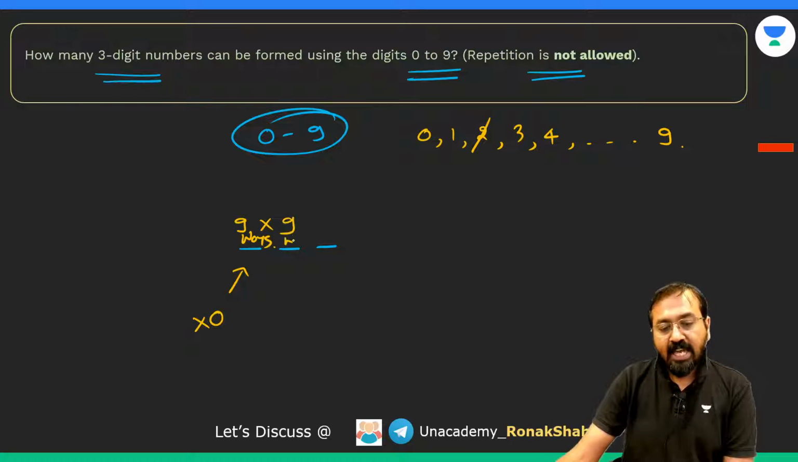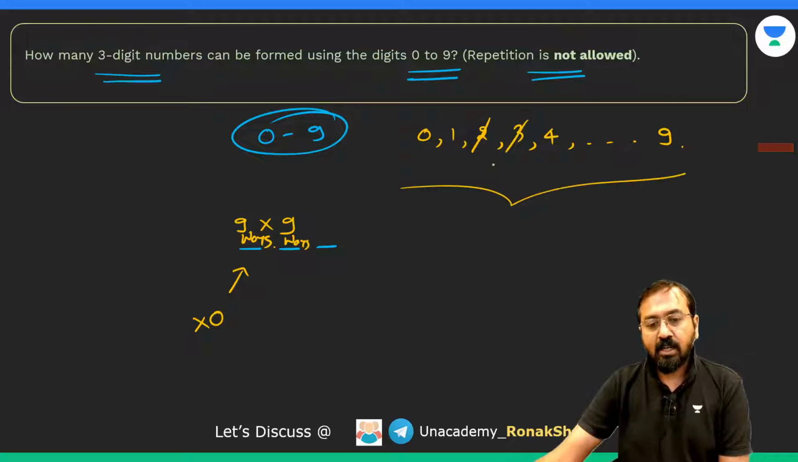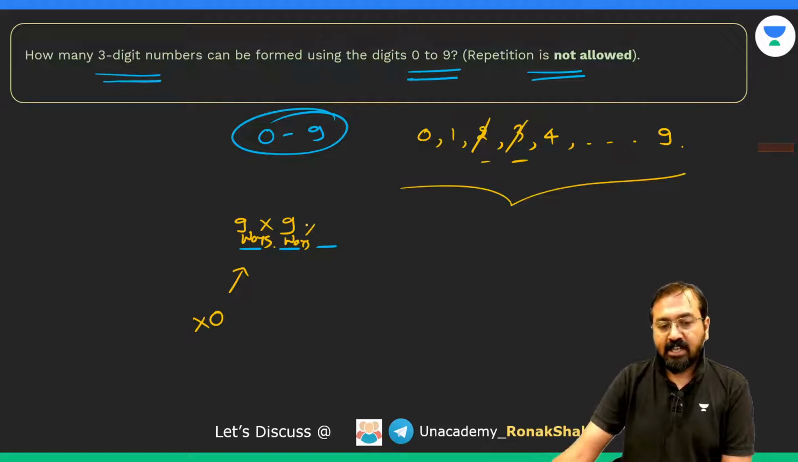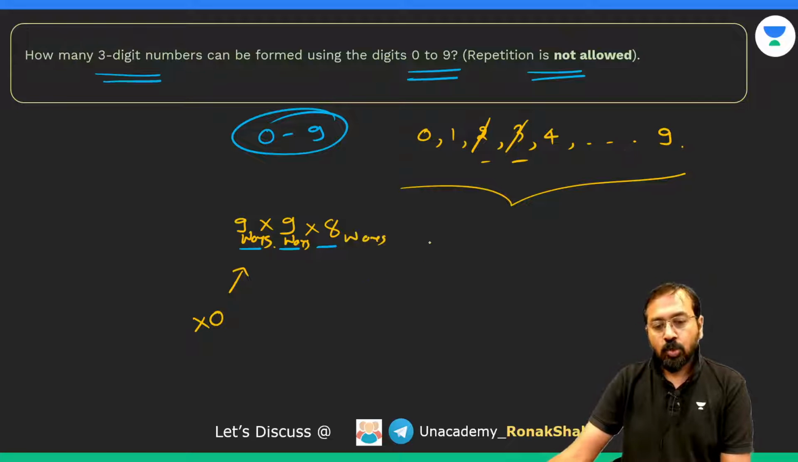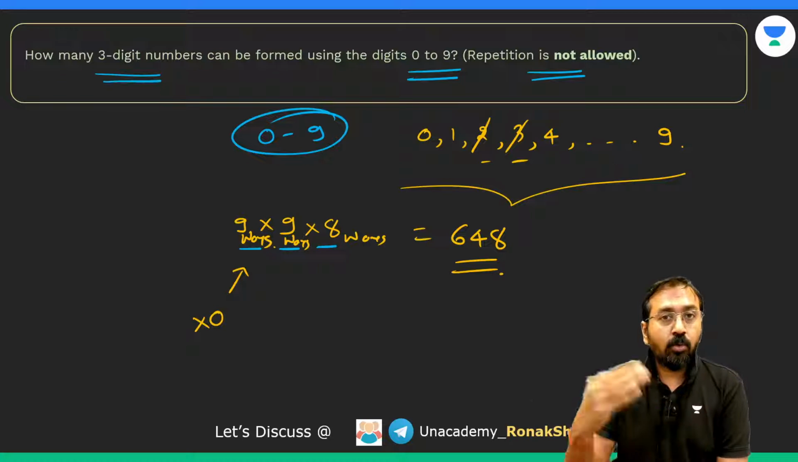Using any of the remaining 9 digits, we can fill the tens position. Suppose I have used digit 3 over here. So out of 10, 2 digits are utilized, so we are left with 8 digits. So this third digit can be filled in 8 ways. So the total number of numbers that we can create is 648. So there are 648 3-digit numbers without repetition of the digits.